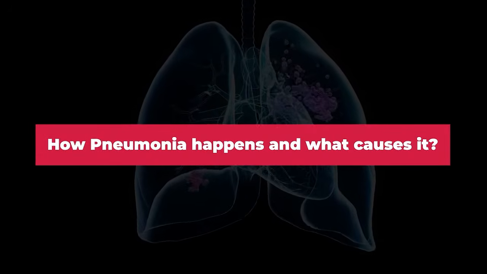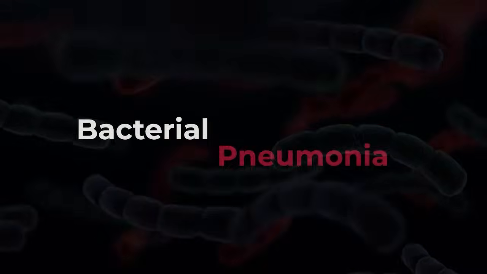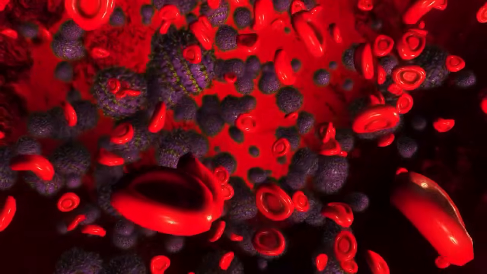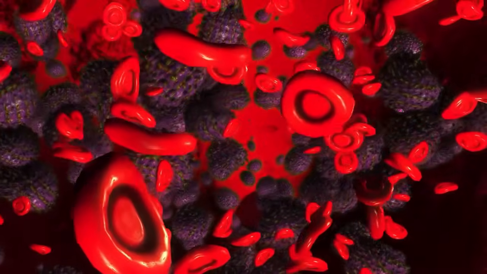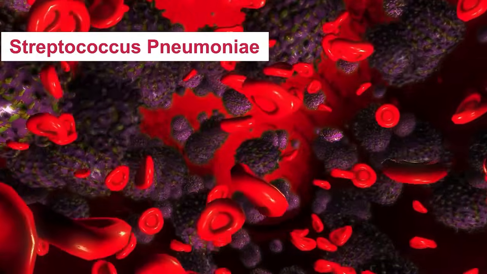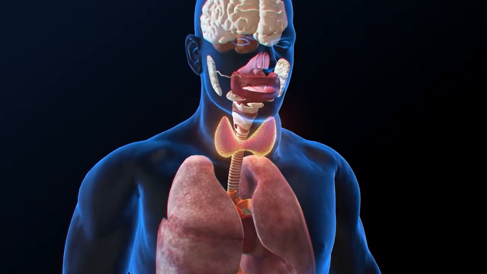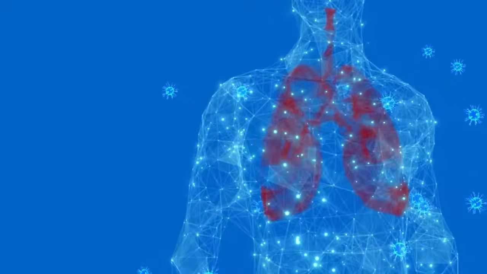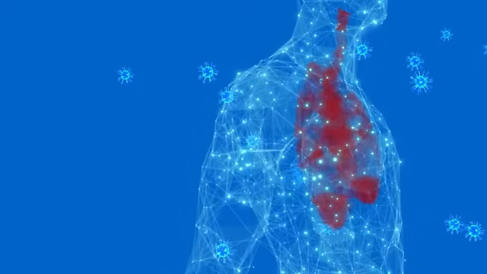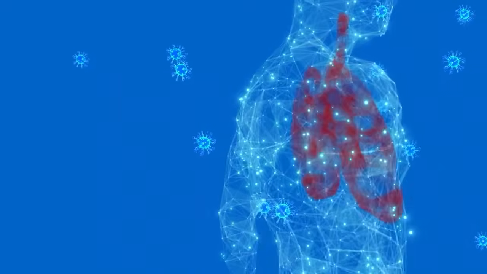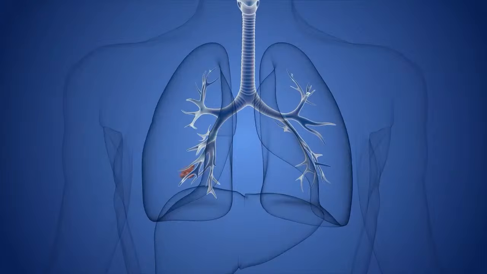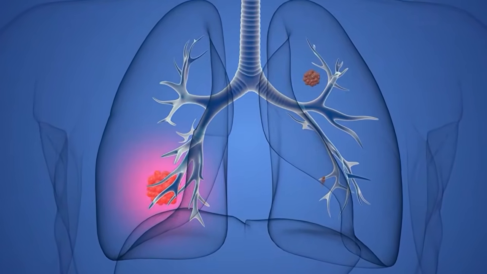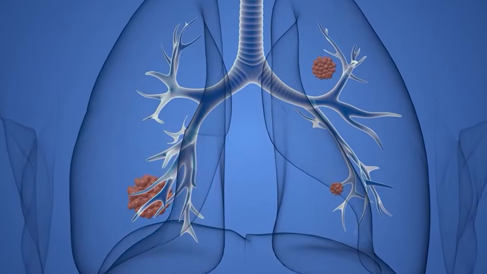How pneumonia happens and what causes it. Bacterial pneumonia. The most common cause of pneumonia in adults is bacterial infection, particularly infection with Streptococcus pneumoniae. This type of pneumonia often develops after a person has already had a cold, flu, or throat infection, because the respiratory system becomes irritated and weakened, making it easier for bacteria to invade the lungs. Bacterial pneumonia tends to develop suddenly, producing high fever, chills, sweating, chest pain, and thick phlegm.